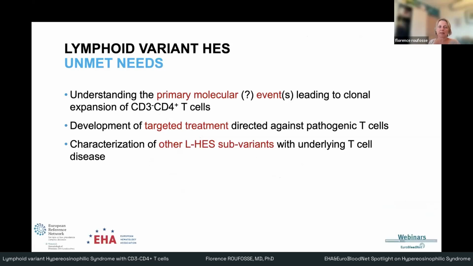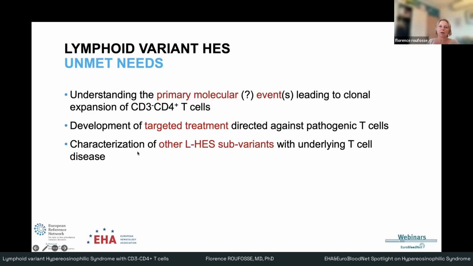There is a series of unmet needs in this particular disease variant. We still have more questions than answers. I think we have progressed in treatment and diagnosis, but we still don't understand what the primary molecular event is, which is driving expansion of these phenotypically aberrant T cells. We still don't have targeted treatment options really directed against these clonal T cells. We're working on that. We're working on trying to understand what makes these cells survive and what has them activated, but there's still no groundbreaking discoveries that have been made so far.